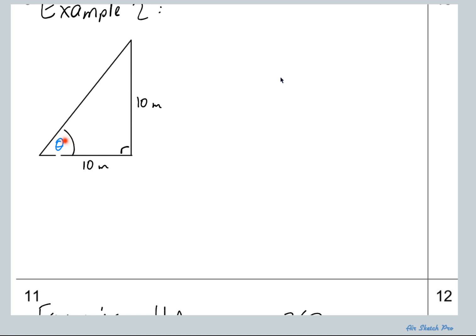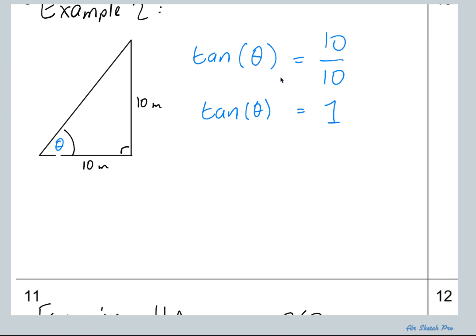Okay? From the angle, I've got opposite and I've got adjacent. I don't have the hypotenuse. So that means that knocks out sine and it knocks out cosine. So I start with tan because tan is opposite over adjacent. And I have tan theta is equal to opposite over adjacent, 10 over 10, which of course equals 1. Now, because I know my trig ratios really well, I know that theta is therefore equal to 45 degrees.